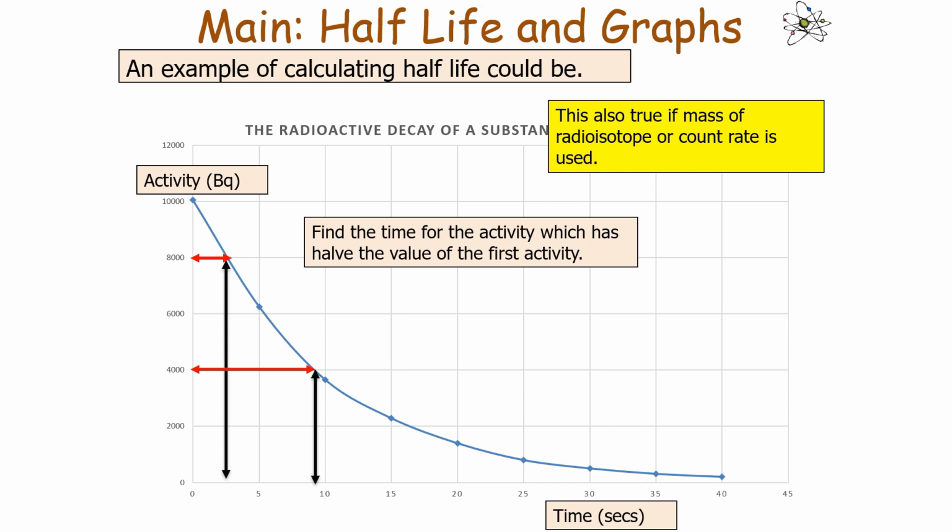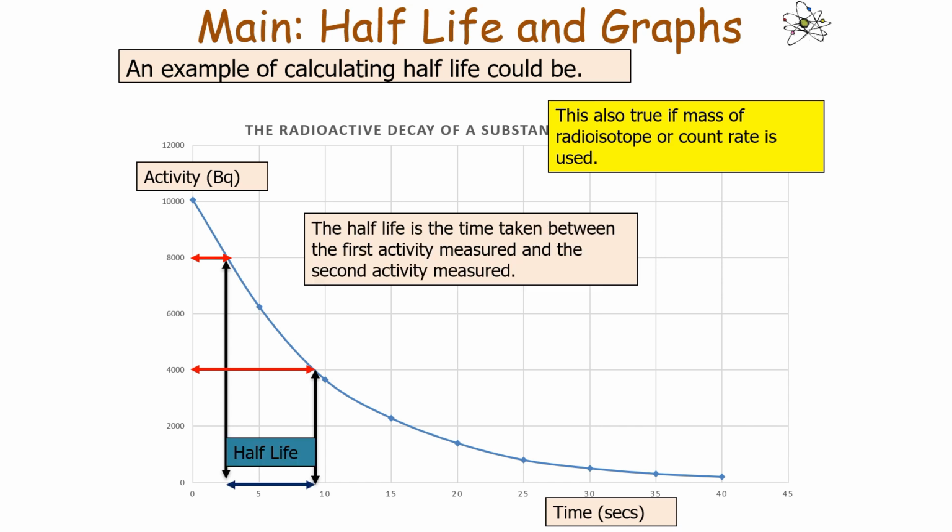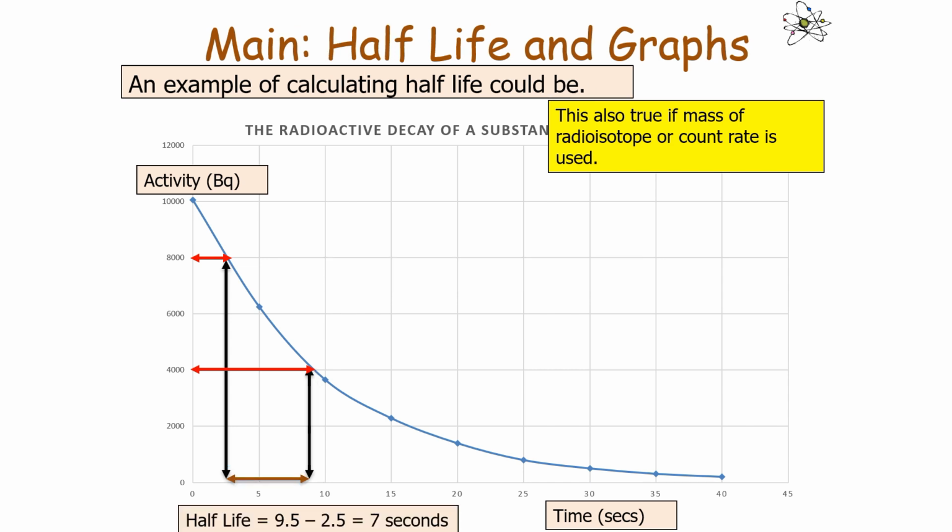So in this case we've done 8,000 becquerels and we've done 4,000 becquerels. Now the half-life is the time taken between the first activity measured and the second activity measured. So in this case we would say the half-life will be 7 seconds, because that's the difference between the two values. Now this would be true if we had the mass of the radioactive isotope on the y-axis, or we had the count rate of the sample on the y-axis.